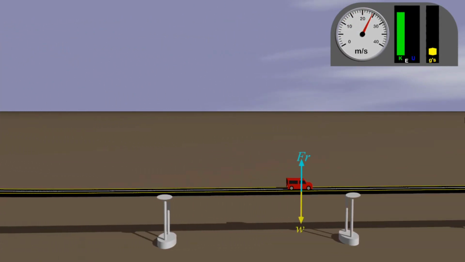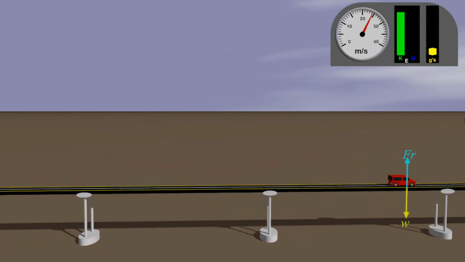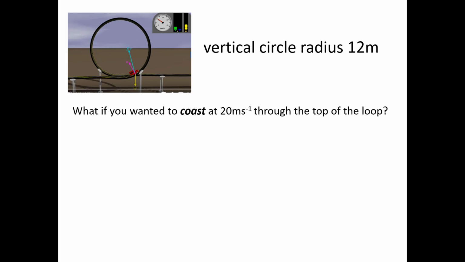Well, supposing you wanted to coast through the top of that loop at 20 meters per second. How fast would you need to be going at the bottom of the loop, and what g-forces would you experience? Let's try to work this out using energy.